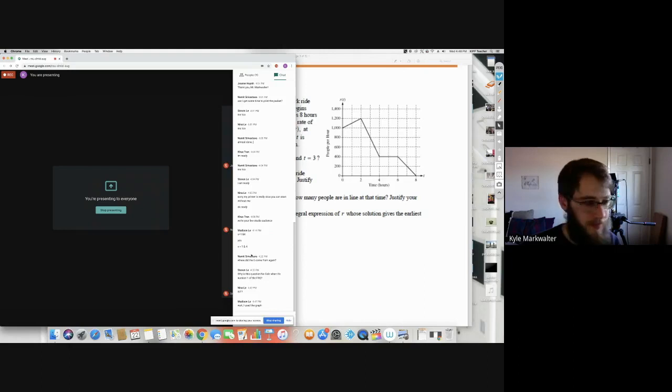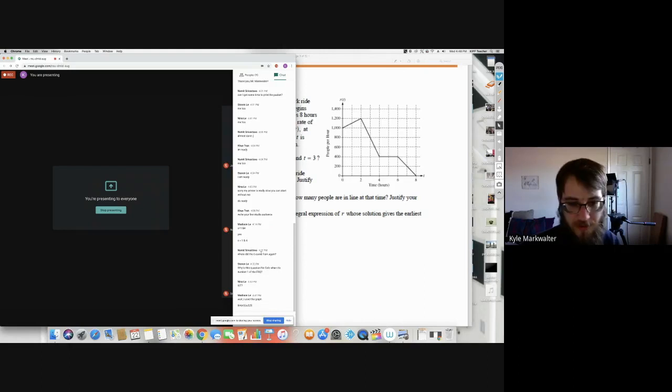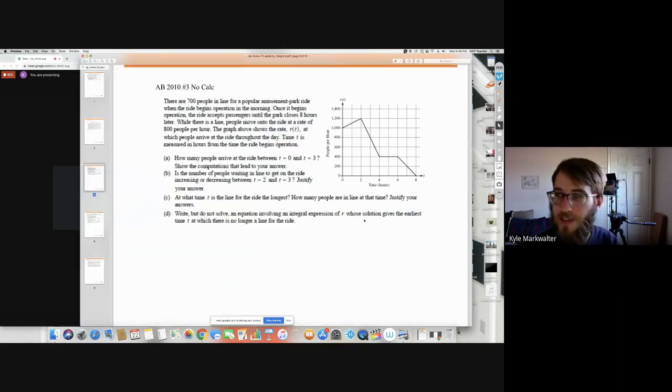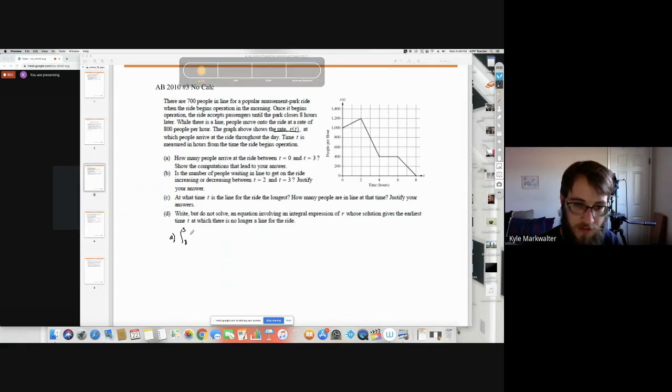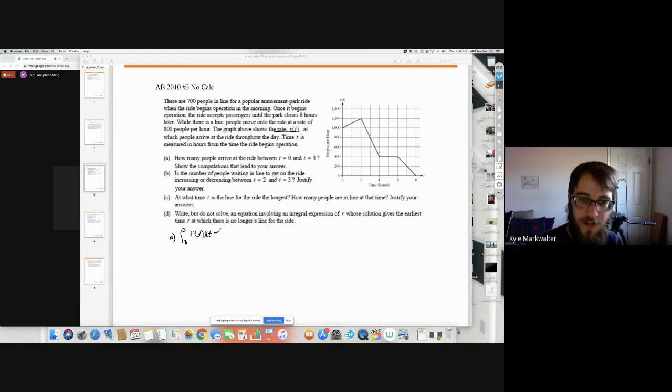The integral from blank to blank of what? The integral of r of t, from 0 to 3, yes. And here's why: if we want to know how many people arrive, r of t is the rate at which they're arriving. So the integral from 0 to 3 of r of t dt will do that for us. That'll find us the amount of people who arrive, how many people, not a rate, from 0 to 3. That means we need to use this graph and find that integral right here.